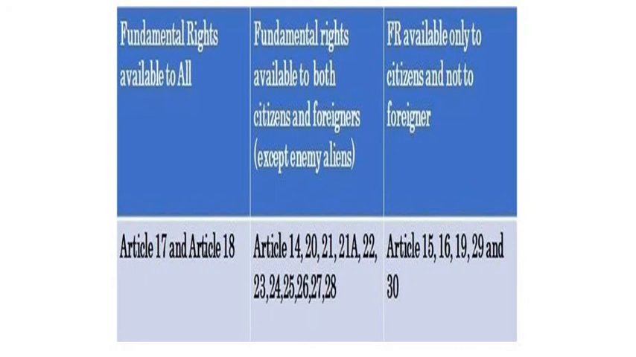Then the fundamental rights available only to the citizens and not to the foreigners. That means if you are a citizen of India, then these rights are for you only. There are 15, 16, 19, 29 and 30. Article 15 is prohibition of discrimination on certain grounds. 16 is the equality of opportunity in public employment. 19 is the right to freedom.